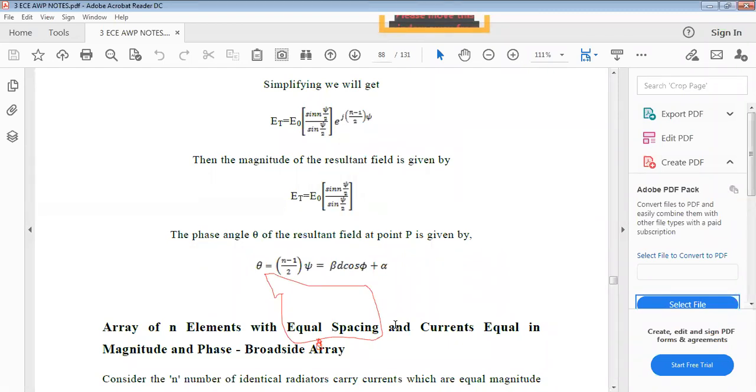What are the expressions we derived so far? First we have to define array of antenna, and next we have to define two element array for all possible cases. And what is the final expression obtained for the two element array? Remember the final expression: E_t equal to 2 E naught into cos of psi by 2, where psi equal to beta d cos phi, for all identical parameters. If it is non-identical, it becomes j of 2 E naught into sin of psi by 2, where psi is again beta d cos phi by 2.